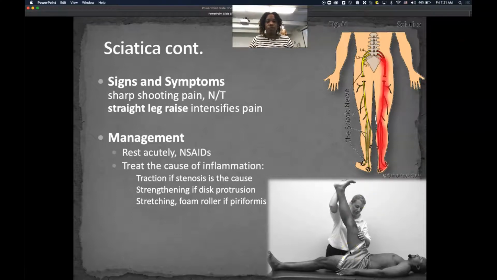And then what we want to do is figure out how to treat it, right? And that's really going to depend on the etiology. Is the etiology as a result of a disc herniation? Is the etiology as a result of the stenosis, or is it as a result of the piriformis, right? So you have to first figure out why, and then that helps drive your treatment protocol, you guys.